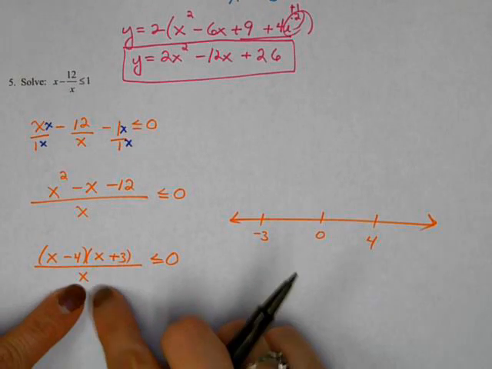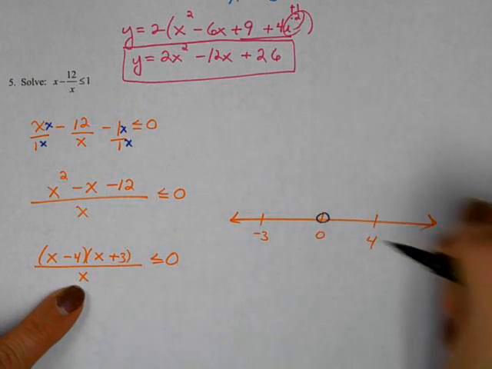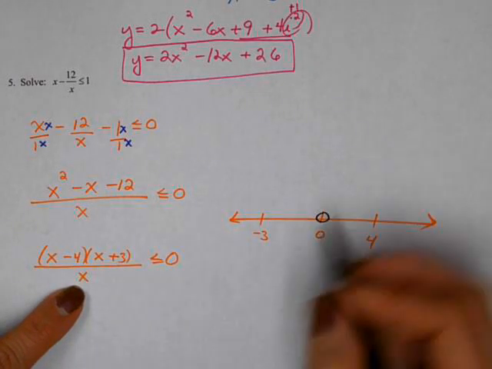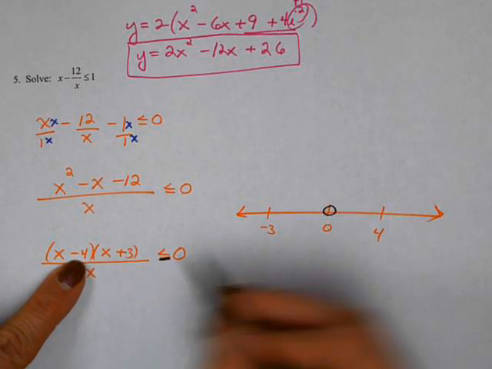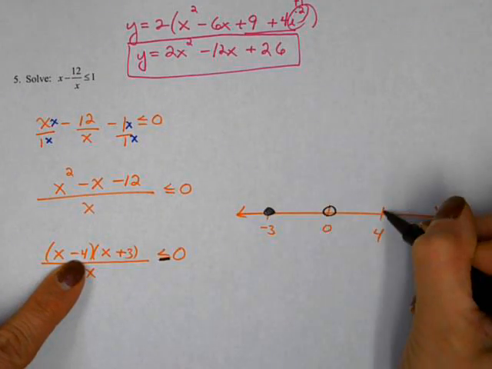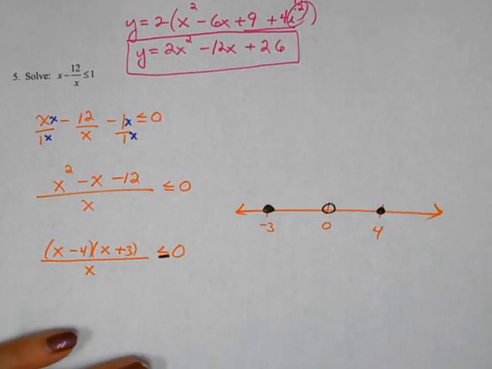And now we have to figure out if we're going to put open bubbles or closed bubbles. If it comes from the denominator, you never want to equal 0, so that one's going to be open. The ones that come from the numerator depend on this sign, and since it's equal, those are going to be closed. And now we have to test 1, 2, 3, 4 sections.